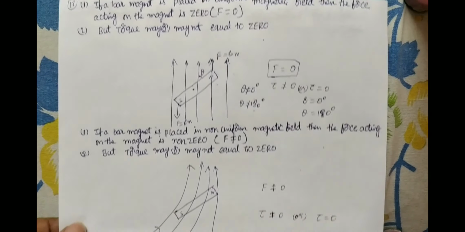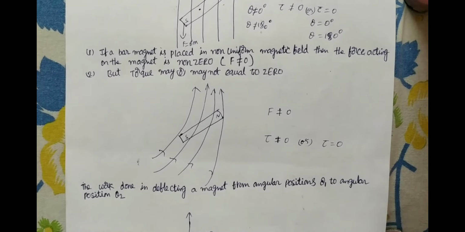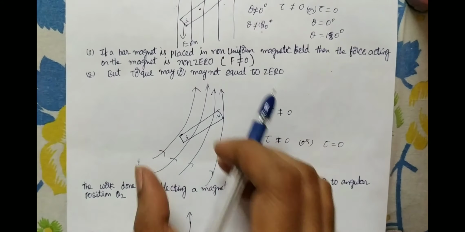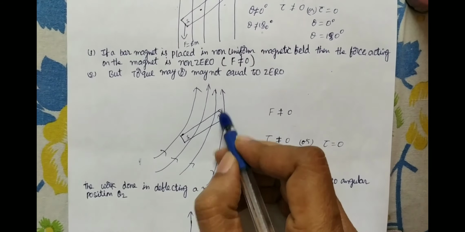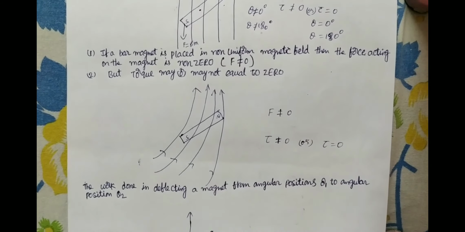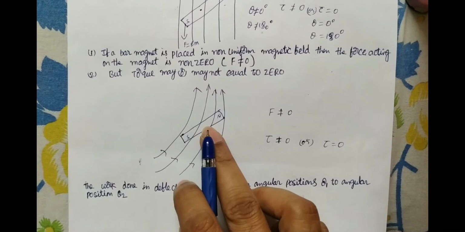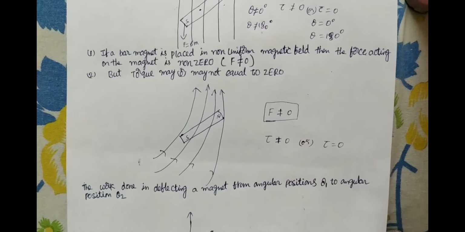What happens if you place a bar magnet in a non-uniform magnetic field? Here convergence takes place, crowded lines, and here rare lines, so here the field is less, here the field is more. That means here the force is more, here the force is less. Because of different forces, what happens? The net force acting on the magnet is not 0. F is not equal to 0.